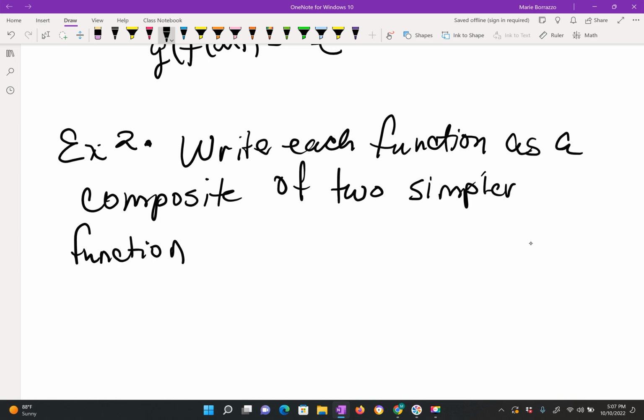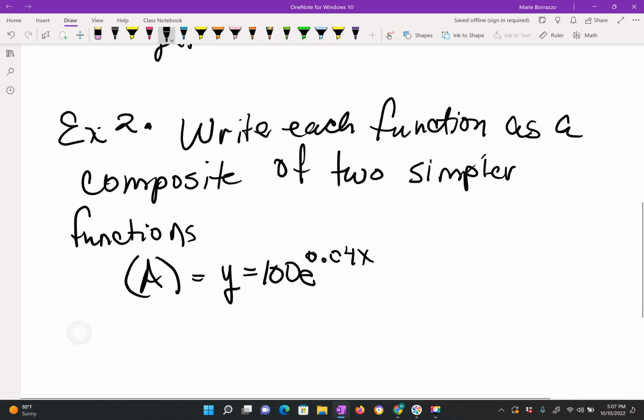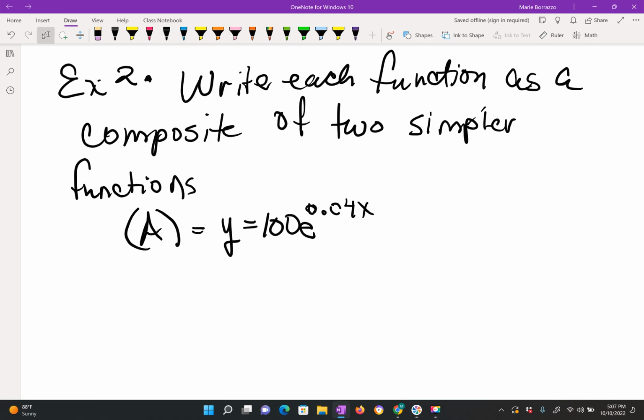So they start us with example A, where we have y is equal to 100 natural base e to the 0.04x. All right, so this time we're going the opposite way. We're splitting it up. We're breaking it up. So I'm thinking I could re-express this as y equal to the function of u, equal to 100 e to the u power.